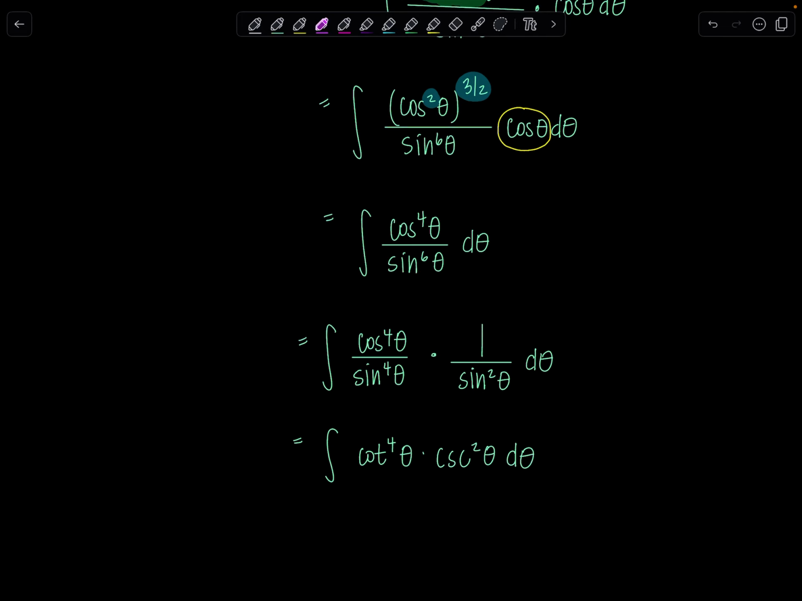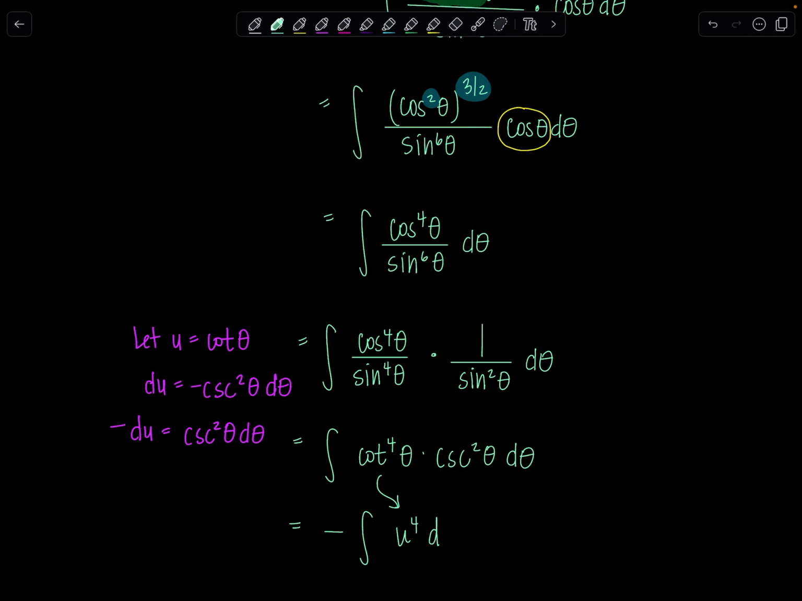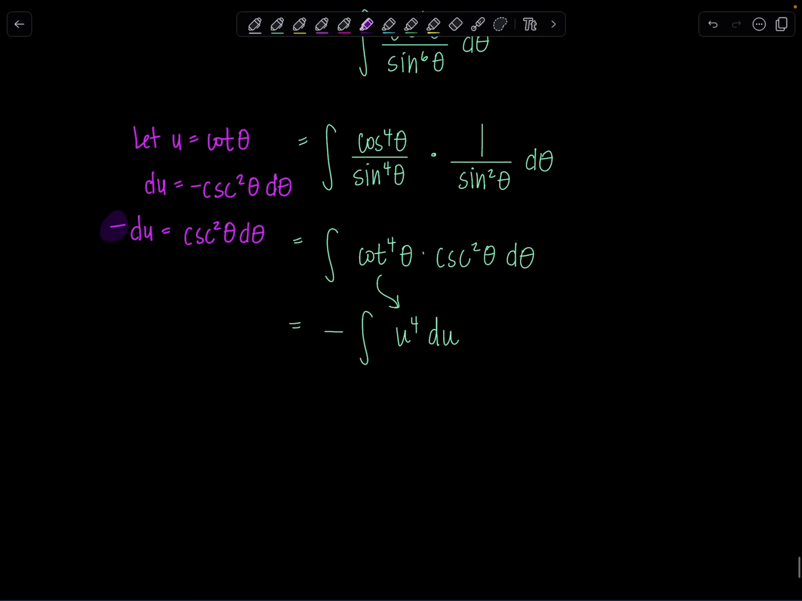So the derivative of cotangent is negative cosecant squared. And I'm like, oh, fab. So let u equal cotangent theta, not cotangent to the 4th, just cotangent. Then du is negative cosecant squared theta d theta. So negative du is cosecant squared theta d theta. Then I can write this as negative integral. This becomes u to the 4th du. I always like to put the minus sign outside. Okay? And then from here, we're pretty much home free.